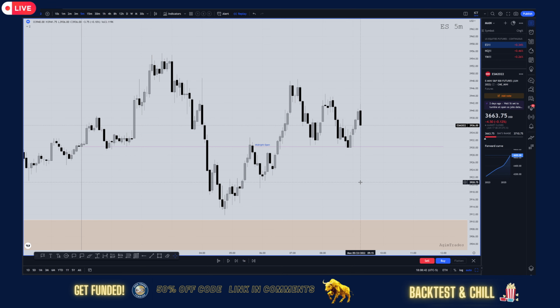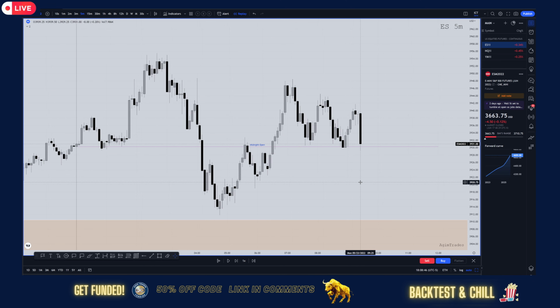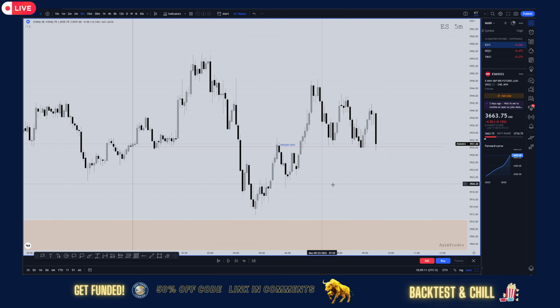So now we've got our points of interest. 20 and 30 opens. So we have several market structure shifts to the upside being supported by these order blocks. I would say we have some relative equal lows here. So this is internal liquidity. I would like price to probably, let's see what happens here.